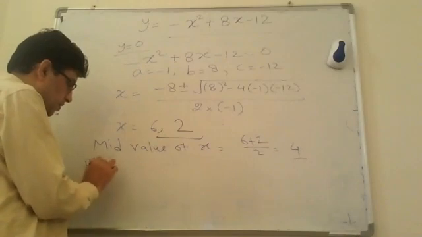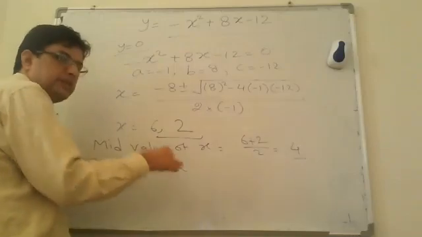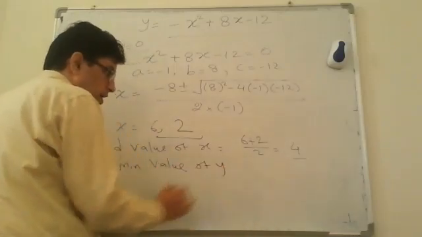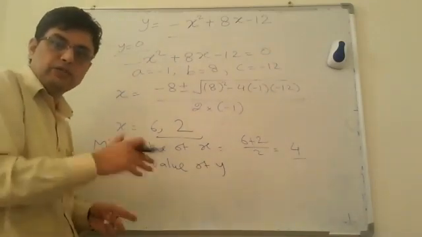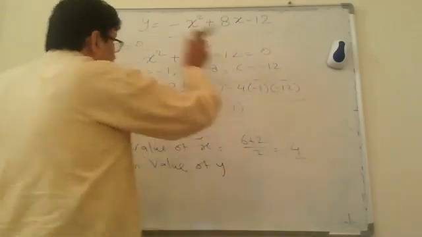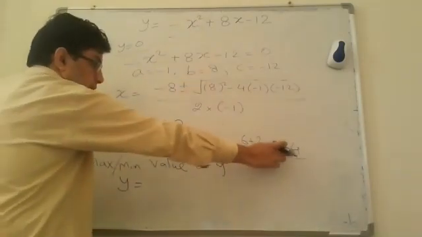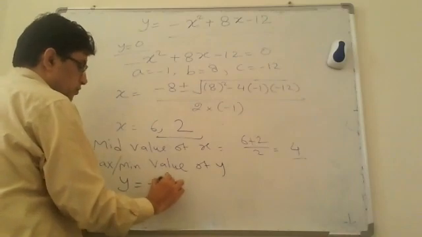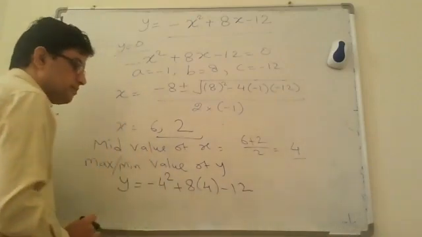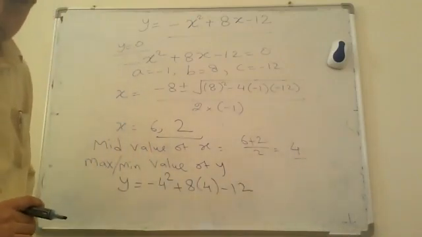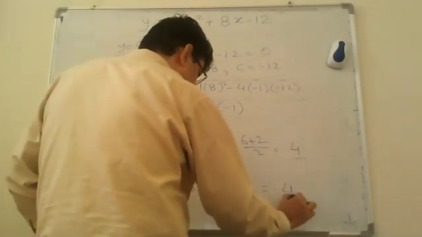And the maximum or minimum means the terminal value of y. How do you find the maximum or minimum? It depends on the nature of the curve, but you always have to use the same 4 you put here. So y is equal to f of 4. This middle value you have to put: minus 4 square plus 8 multiplied by 4 minus 12. So it is 4.